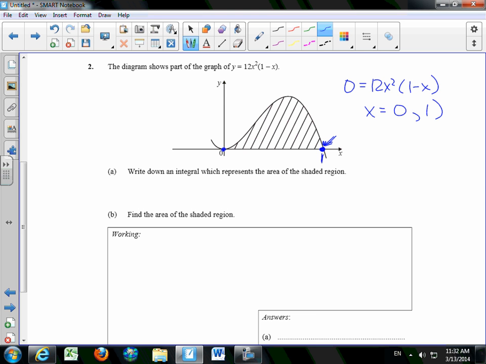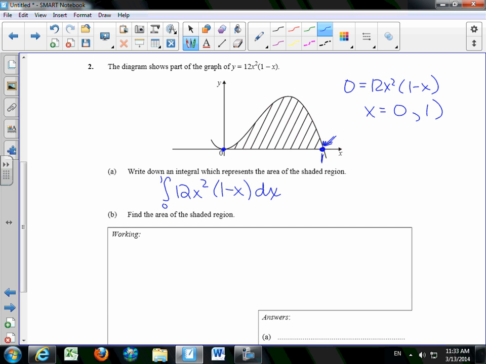So the integral that will represent the area of the shaded region will be the integral from 0 to 1 of 12x squared times 1 minus x dx. Again, don't forget that dx on there because it's a notation error otherwise.